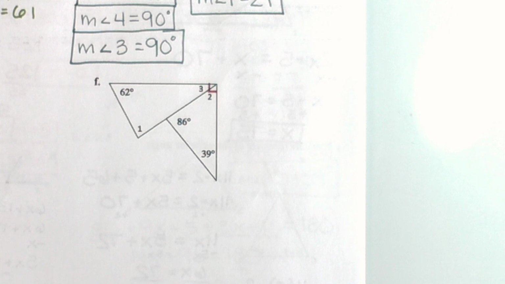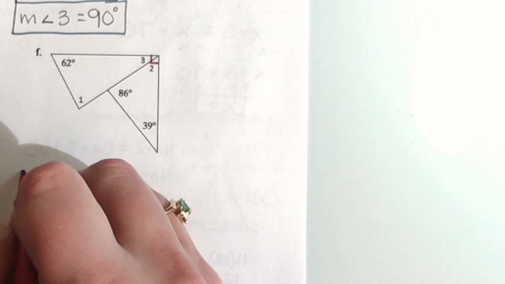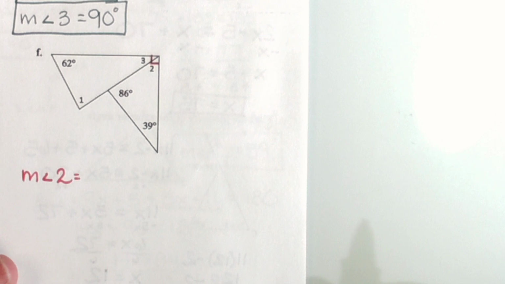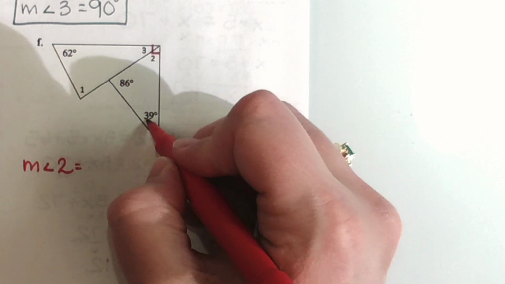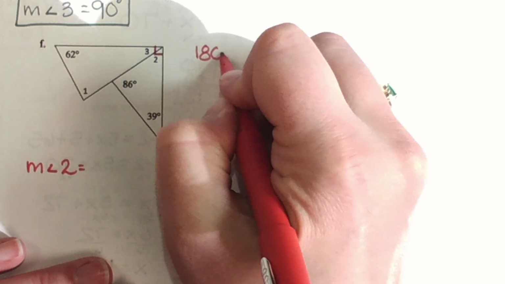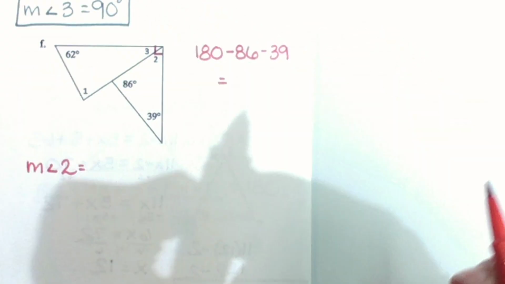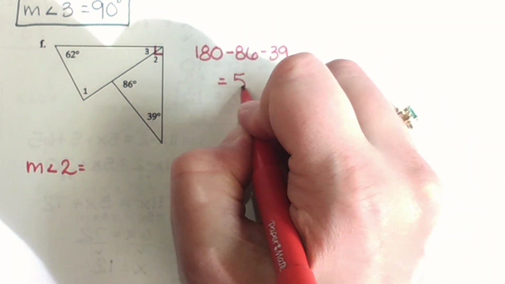Isaac, which angle makes most sense to find first? Why 2? Did you say you don't know? Or did I mishear you? Yeah, because you know the 2 inside that triangle. And angles of a triangle, all 3 of them still add up to 180. 180 minus the 86 minus the 39 is 55.